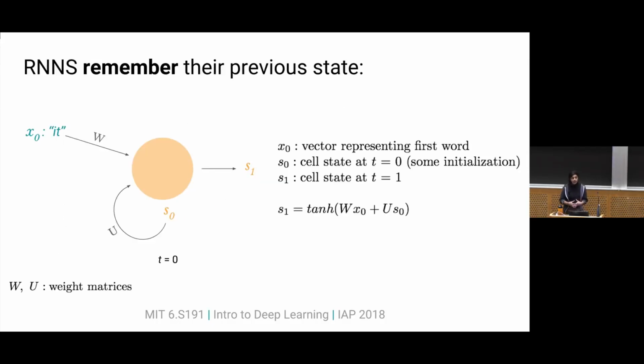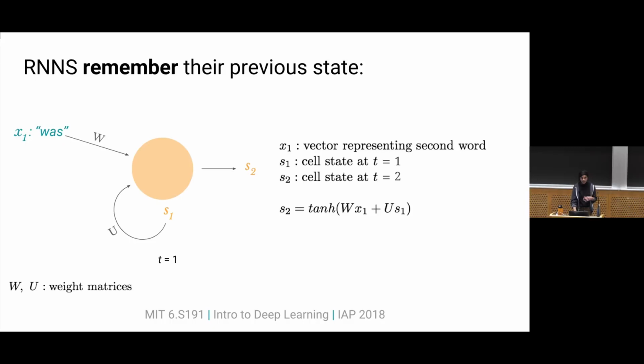A recurrent hidden unit computes a function of an input and its own previous output. Its own previous output is also known as the cell state, and in the diagram, it's denoted by S. The subscript is the time step. So at the very first time step, t equals 0, the recurrent unit computes a function of the input at t equals 0 and of its initial state. Similarly, at the next time step, it computes a function of the new input and its previous cell state.